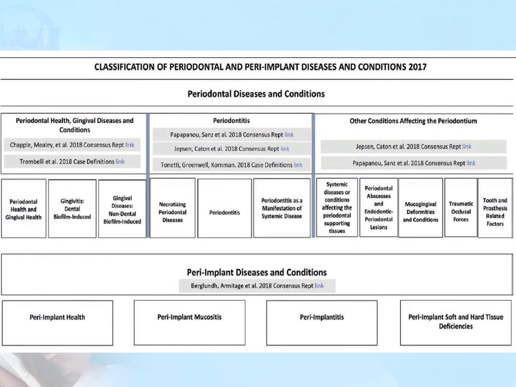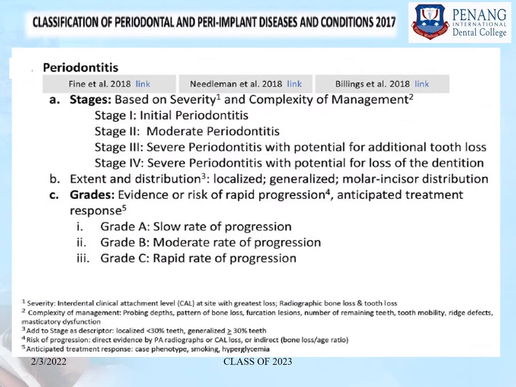So, leave alone chronic and aggressive periodontitis, the two broader terms which were present in the 1999 classification. But the present 2017 classification, which we are following, does not have it as specifically as aggressive and chronic periodontitis. You just have the word periodontitis there. Based on that, periodontitis has been further classified as stages and grades. Stages are based on the severity and the complexity of the management, classified as stage 1, stage 2, stage 3, and stage 4.